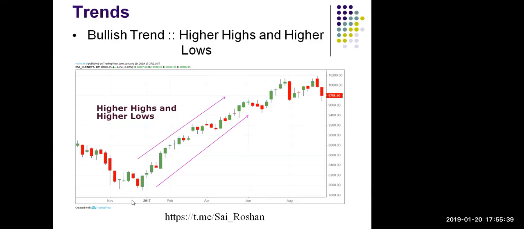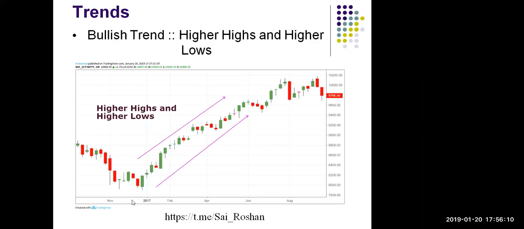Wherever there's a bullish trend, you would find that it will always be a higher high and a higher low. I repeat, higher highs and higher lows. Keep on watching from down, going upwards. You could see that the high is always increasing and the low is always increasing. This signals a bullish trend.